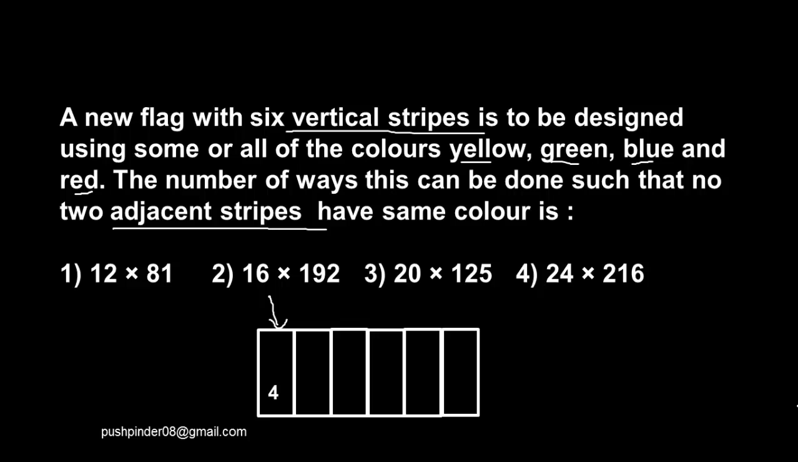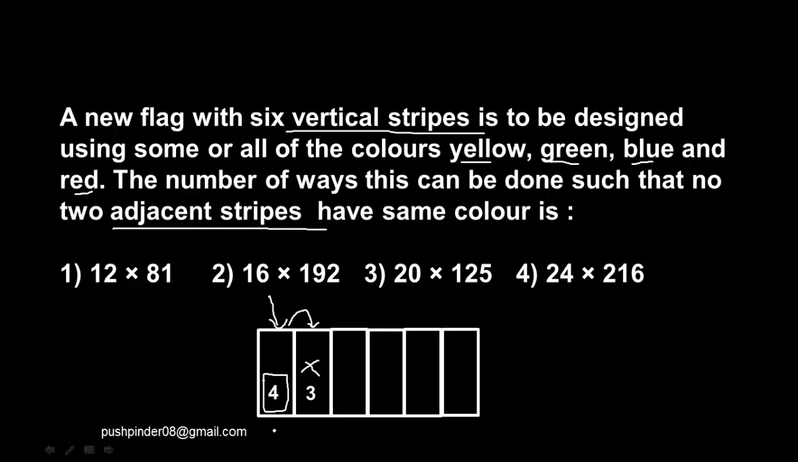Now we have to meet the condition, and the condition is that no two adjacent stripes should have the same color. If one color has been given to this stripe, then the next stripe cannot have that color. So the number of ways we can give color to this stripe is 3 ways. Now let's look at the next stripe as well.